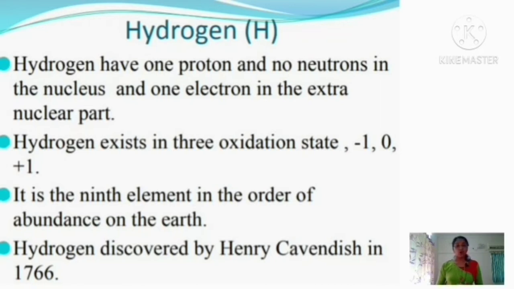Again, when we are discussing the order of abundance in the earth, hydrogen is the 9th element in the order of abundance in earth. That means it makes up 0.9% of the earth's crust by weight. Again, the discovery of hydrogen was by Henry Cavendish in 1766.